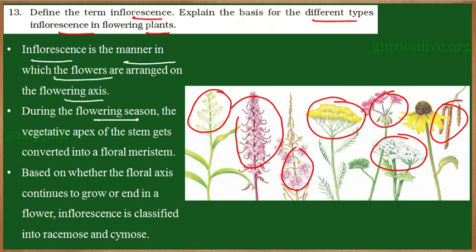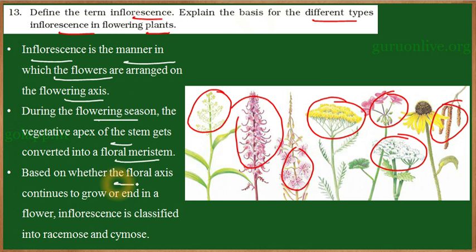So during flowering season, the vegetative apex of the stem, that is the tip of the stem, gets converted into floral meristem. So this floral meristem gives rise to the floral apparatus like different floral whorls, androecium, gynoecium, pistil, calyx, corolla. So all these things will be obtained from the floral meristem.